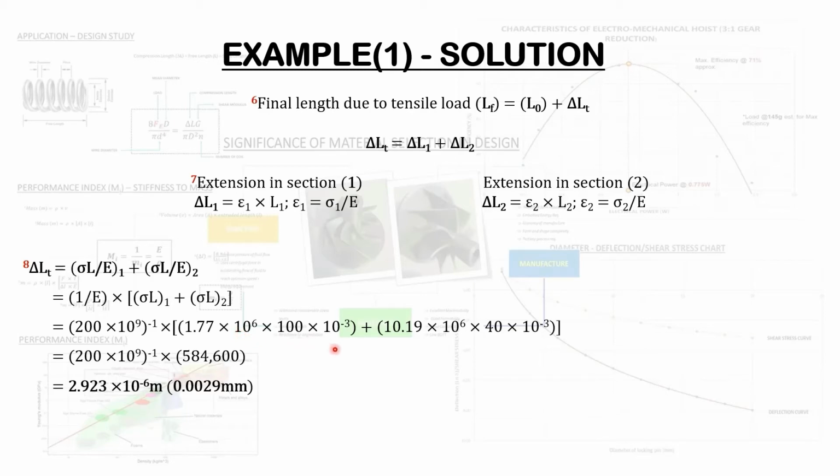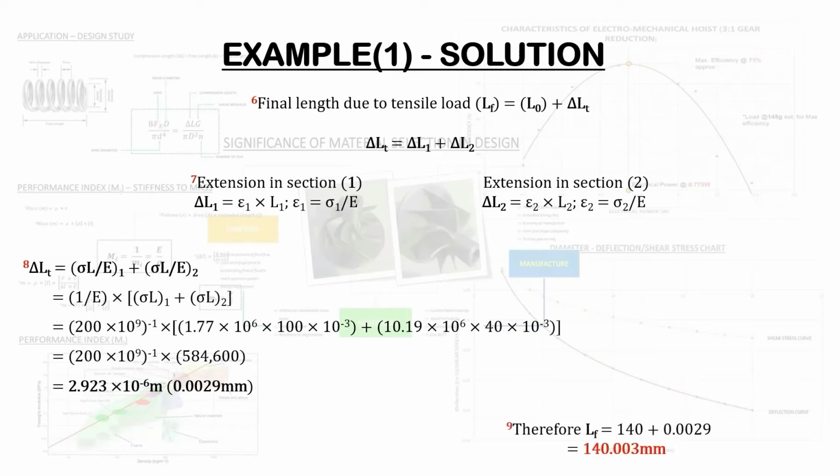power of 6 multiplied by its length. So the length was given as 100 millimeters. In this context, we're converting it into meters, so we're going to divide it by 1,000 or multiply it by 10 to the power minus 3, plus, in brackets, the stress in section 2, which we calculated as 10.19 megapascal, so that will be 10.19 times 10 to the power 6, multiplied by 40 times 10 to the power minus 3, or 0.04 meters. And if we do the computation, we get a value of 0.0029 millimeters. So that will be the total extension.